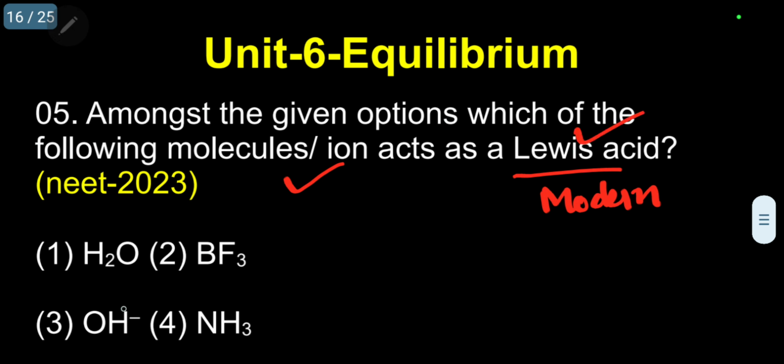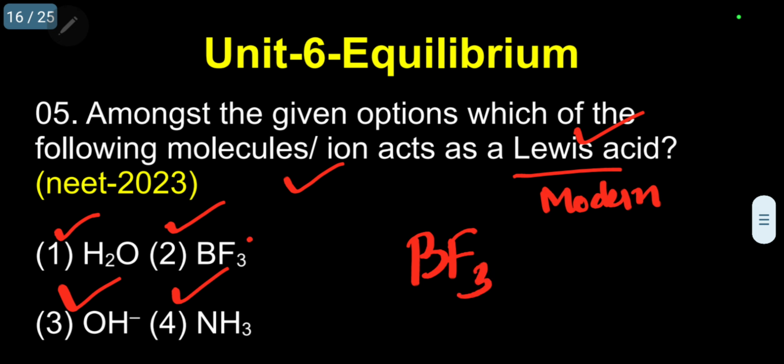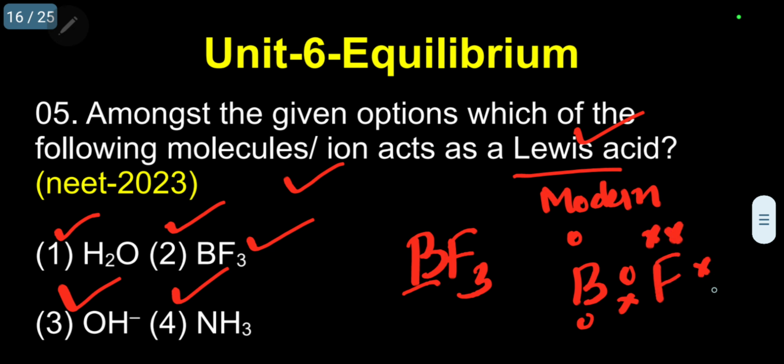So if you compare now water, option 1, 2 BF3, 3 OH minus, 4 NH3. So BF3 is the suitable correct answer, maybe. The reason is, when we look into the electronic configuration of boron, 2s2 2p1, so boron has 3 electrons in the outermost shell. So F means automatically F will be outermost.